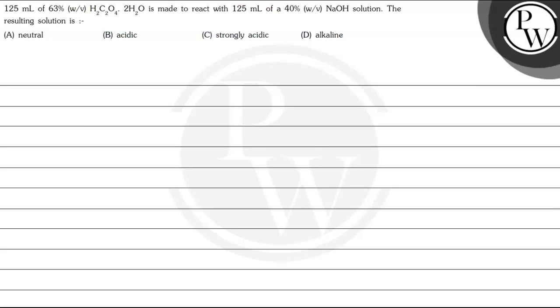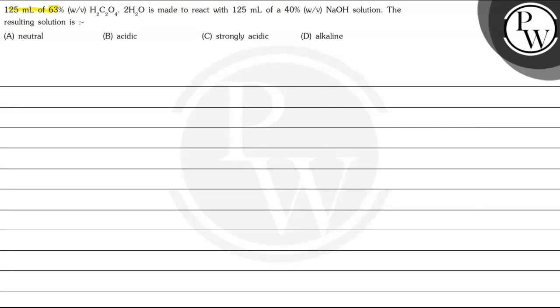Hello students, let's read this question. So the question is: 125 ml of 63% H2C2O4.2H2O, that is oxalic acid, is made to react with 125 ml of 40% weight by volume NaOH solution. So the resulting solution is neutral, acidic, strongly acidic or alkaline.